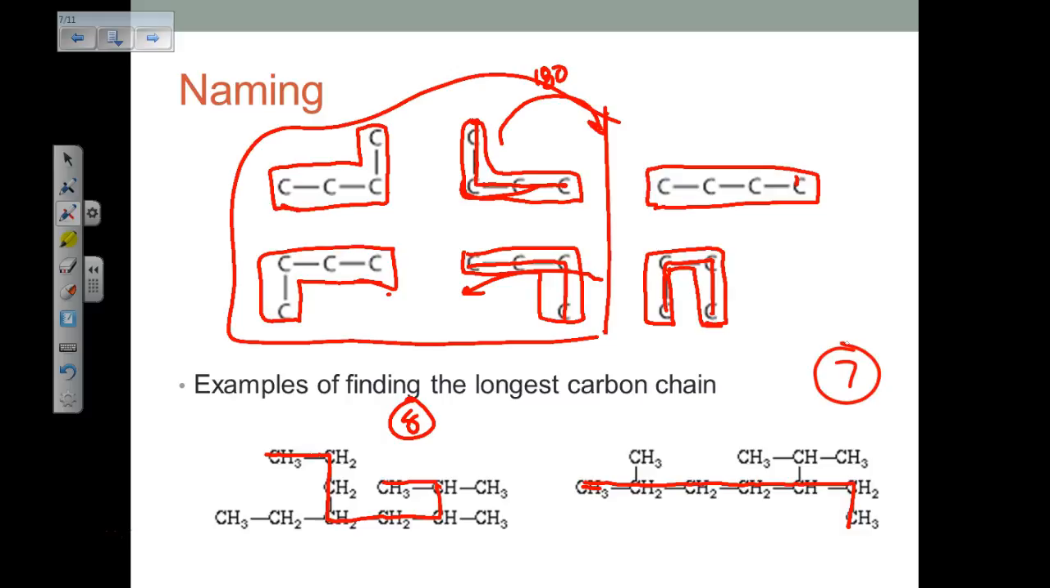So the point of finding the longest carbon chain is that when we name this now, this is going to be some sort of octane, and this is going to be some sort of heptane. We have to start by naming the longest carbon chain.